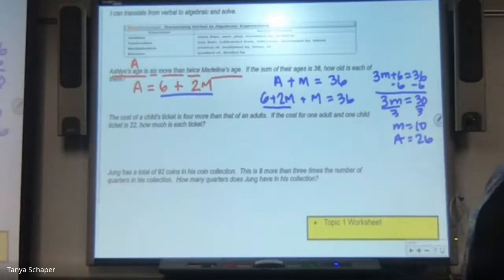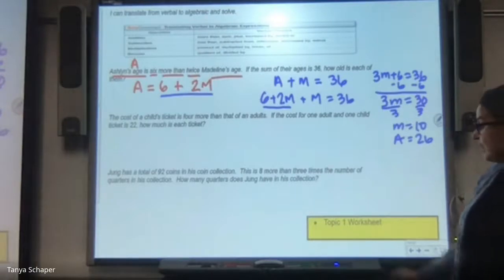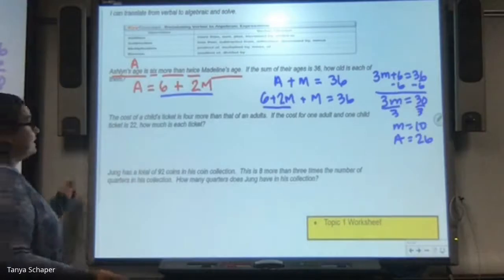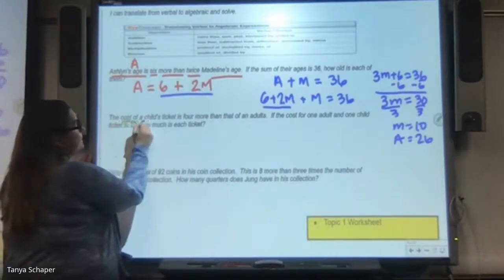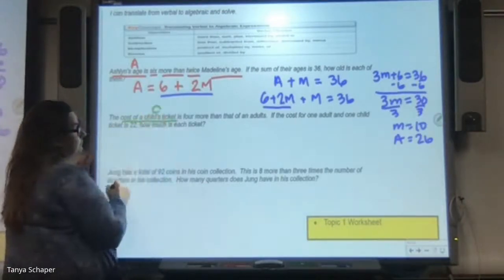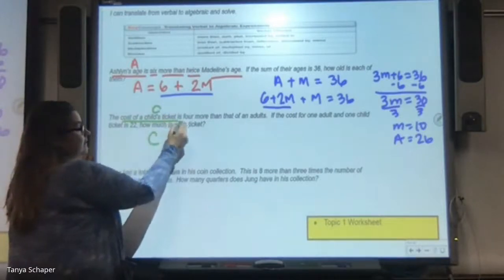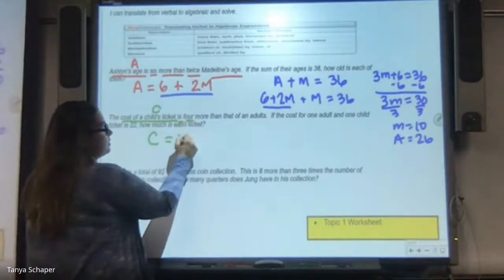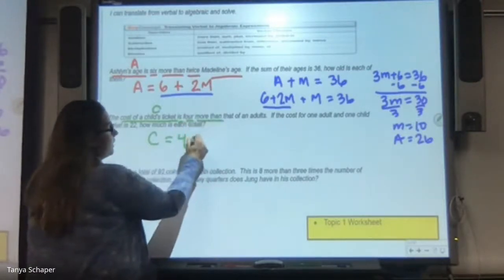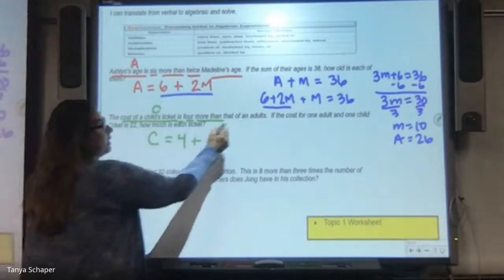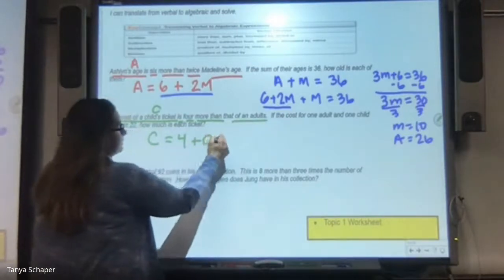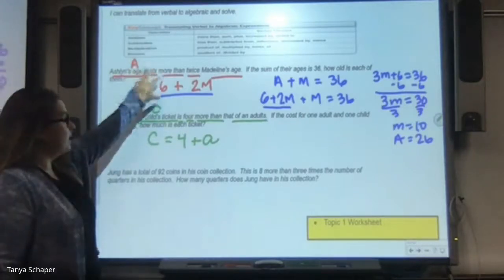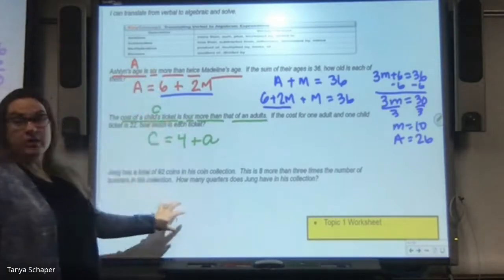And Ashlyn is 6 more than double that. She's 26. All right, the cost of a child's ticket is 4 more than that of an adult's ticket. So the cost of a child's ticket equals 4 more than that of an adult's. That's my equation. This is the part I need you to get to right here. We'll do one more down here.